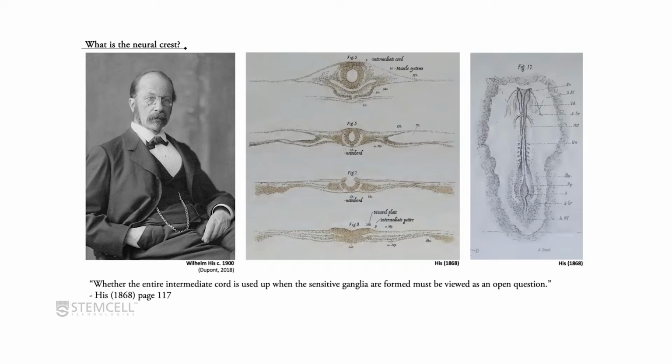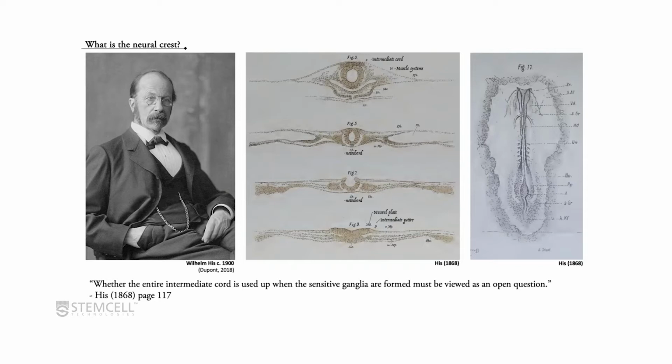So the middle figure I've taken from His's 1868 publication, and it shows a series of progressively posterior sections of what he described as a stage 5 chicken embryo. And this is actually roughly equivalent to a Hamburger-Hamilton stage 8 embryo, which is how we'd refer to it today. And you can also see this stage sketch as a whole mount by His on the right-hand side of the slide.